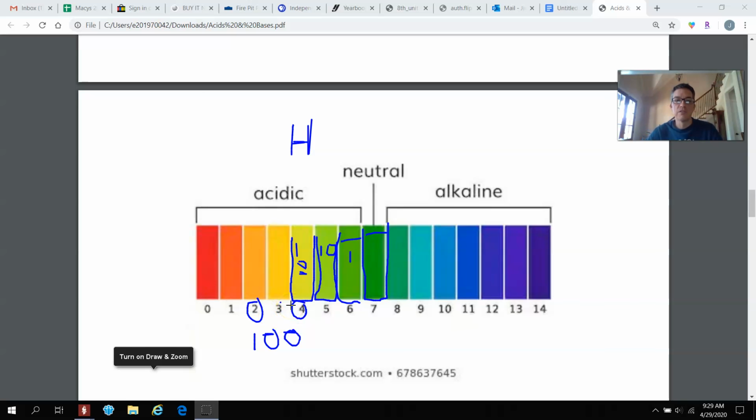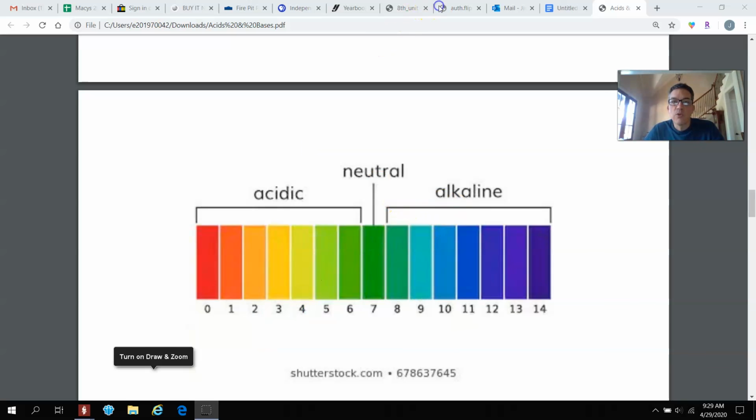There are some other scales in science that work this way. The scale that we measure with earthquakes is something similar to that. So a 7 on the earthquake scale is 10 times greater than a 6. A 7 is 100 times greater than a 5. It's 1,000 times greater than a 4, and so forth.